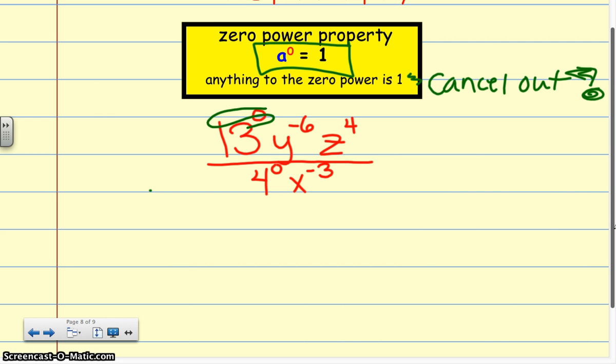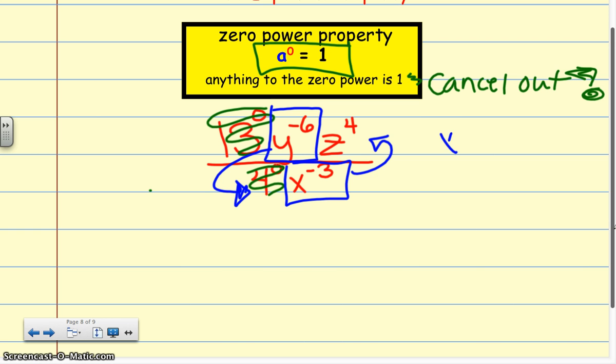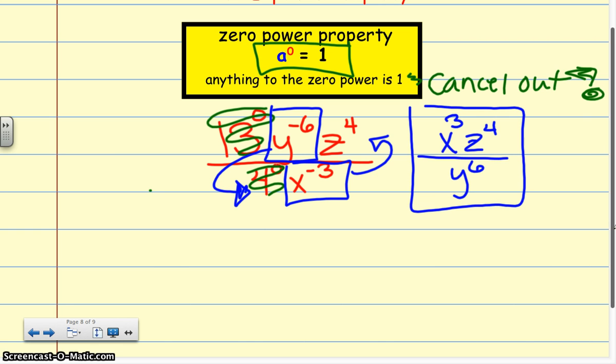So 13 to the 0 power cancels out. 4 to the 0 power cancels out. Now I can box off my negative exponents, and those are the only things that are going to move. X to the negative 3 is moving up. Y to the negative 6 is moving down. Rewrite it. I have x cubed, z to the 4th, all over y to the 6th. And I am fully simplified now because I have positive exponents.